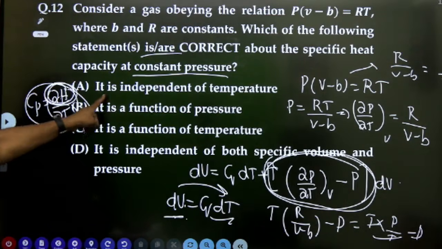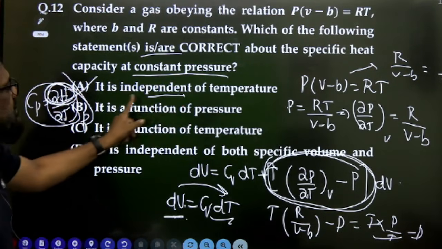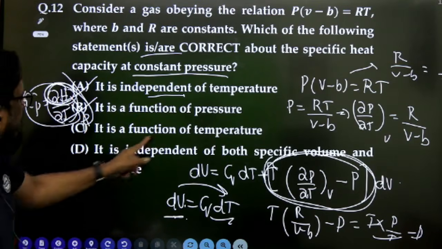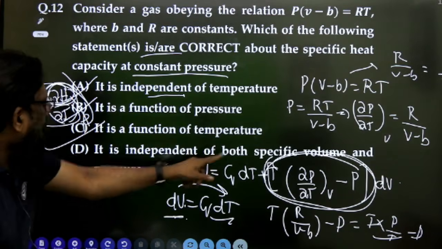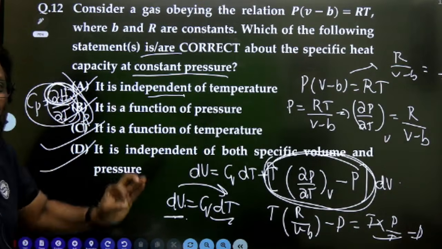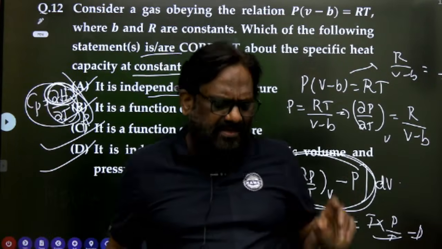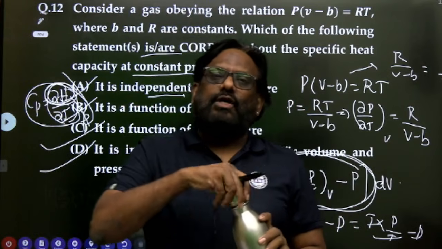Look, it is independent of temperature. No, it is dependent on temperature. That is wrong, it is a function of pressure. No, it is a function of temperature. Yes, it is independent of volume and pressure. It is depending only on temperature. So therefore C and D are correct for this question. I have done a similar question in class also.